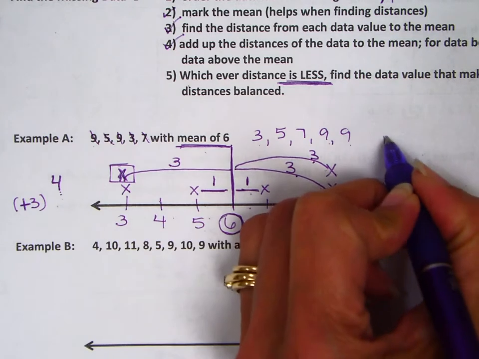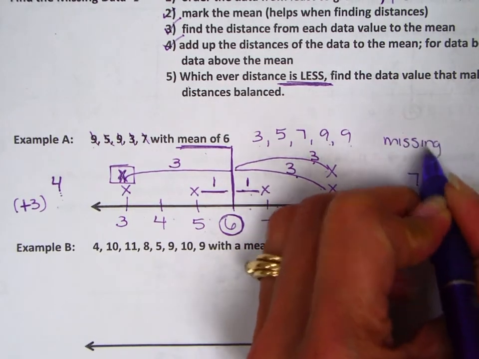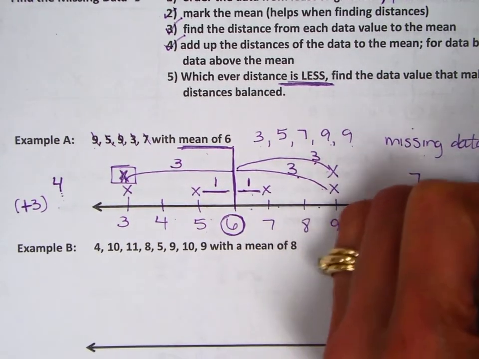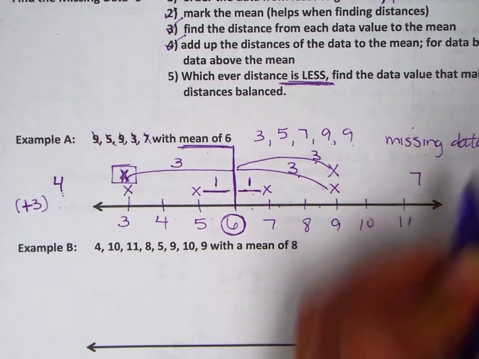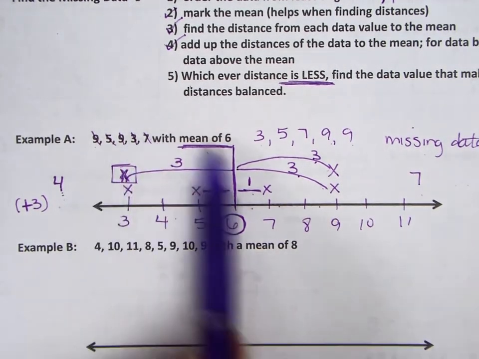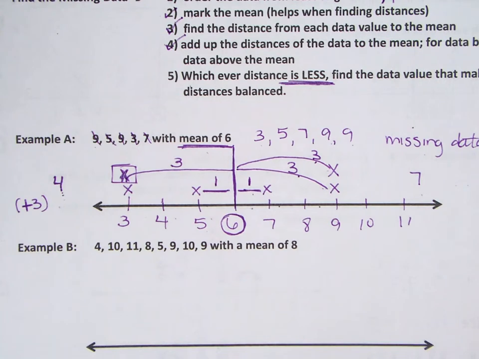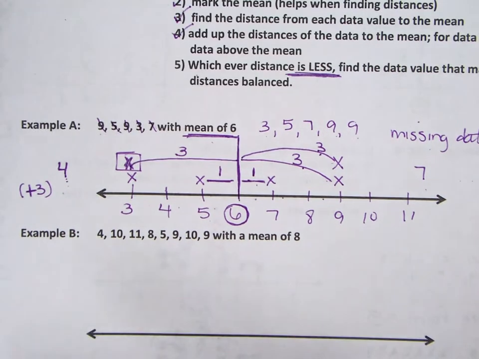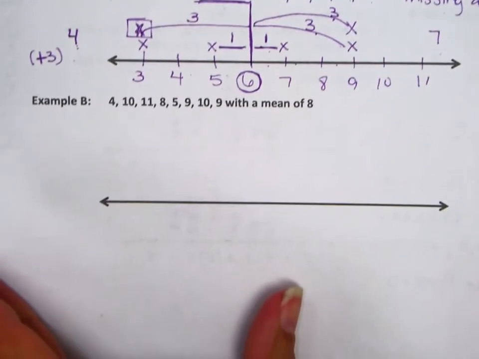So your missing data is equal to the 3. If I had another 3 here, that means I would balance everything out. And that's what you're trying to find. Which one of those is missing? So let's try it on another example.